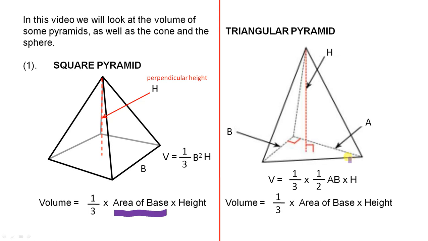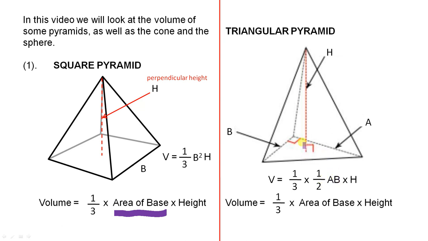For the triangular pyramid, obviously we have a triangle for a base. Here, in order to make things a little bit easier, I've just had a right angle triangle. So we have a here, b there, and we have the perpendicular height for the pyramid. So again, the volume is a third times the area of the base, which is a half ab.